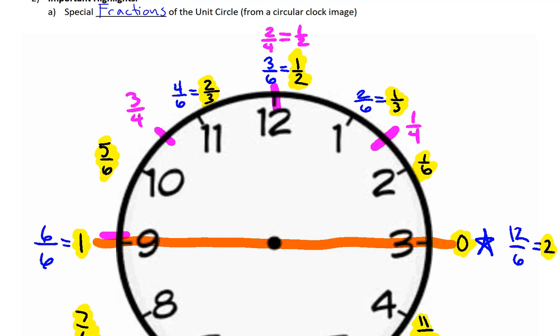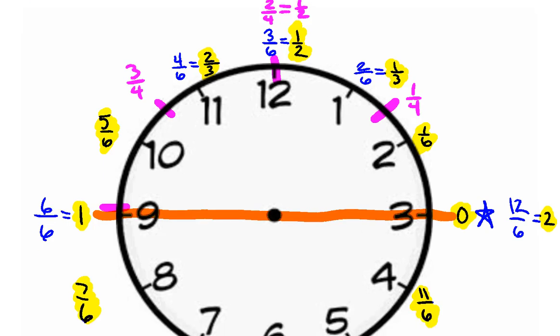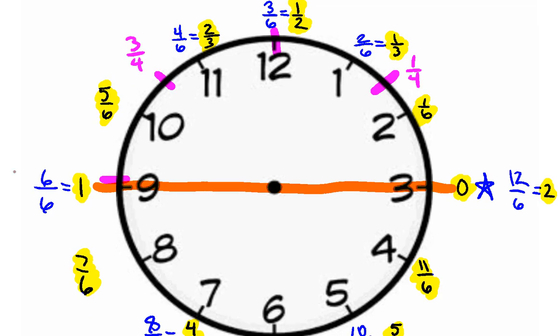Again, just counting by fourths, and if we can reduce, we will. And then all the way down the left side, where the 9 is, we would have 4/4, which of course is the same thing as 6/6, which is just 1.